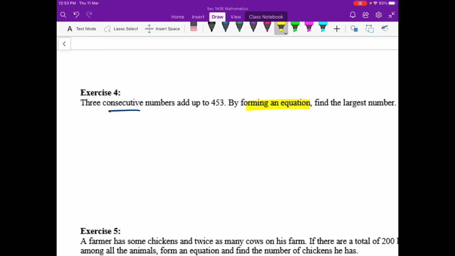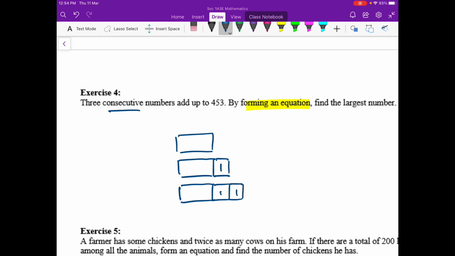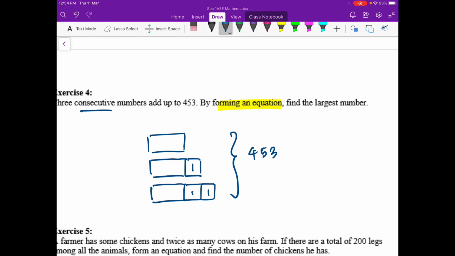Okay, so yes, we can use algebra, but I want to show you using a diagram first. If you are using a model, if this is the first number, then the second number will be the same, but you plus 1. This is the second number. Then the third number will be plus 2. Do you see that these are the 3 numbers? Then you add them all up, you get 453. And then I'm sure you know how to do it already. Minus 3 divided by 3, then plus 1 plus 2. But are we forming an equation in this case? No. Question says must form equation. No choice. Let's use algebra.